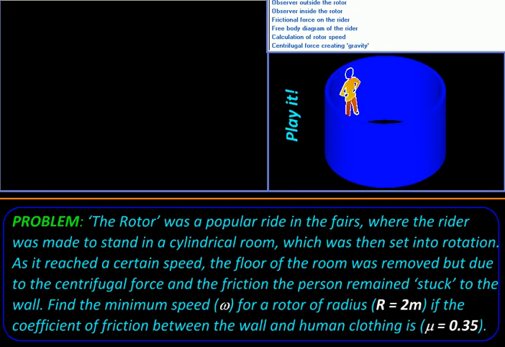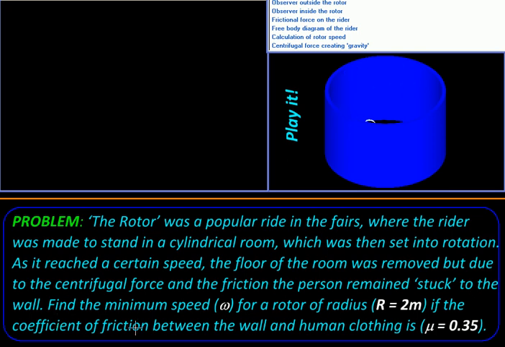In this numerical problem, we have been given the rotor, which was a popular ride in the fairs, where the rider was made to stand in a cylindrical room, which was then set into rotation. As it reached a certain speed, the floor of the room was removed, but due to centrifugal force and the friction, the person remained stuck to the wall.